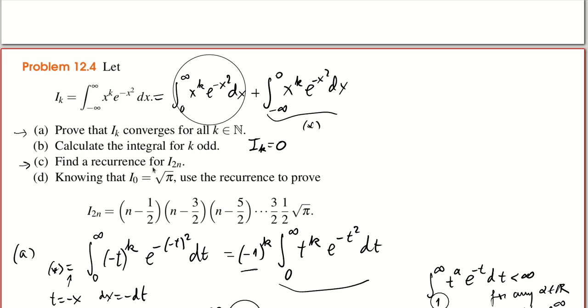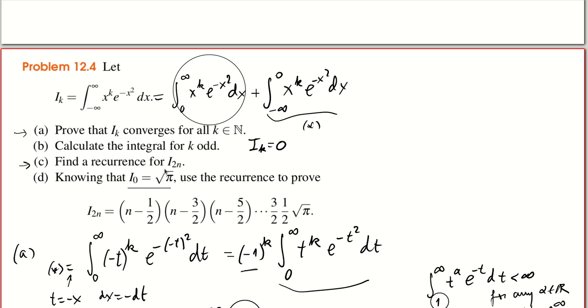And now we're going to focus on the case that k is even, right? For this case, we have to derive a recurrence for this integral here. And that recurrence allows us to calculate any of these integrals if we know I0. I0 we are not able to calculate, but I've told you several times that this is something that you will get in Calculus 2. You will learn how to calculate this. So let's take it for granted here.